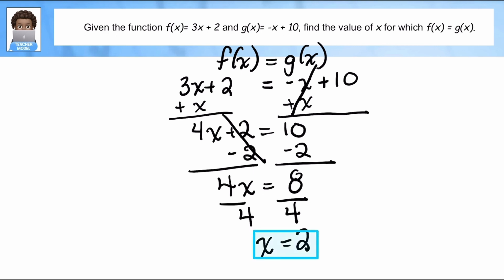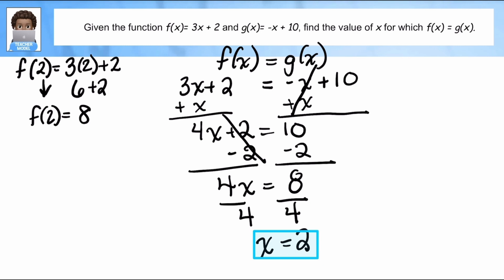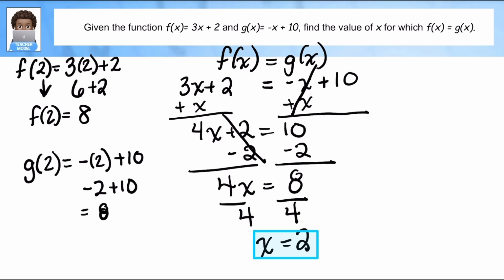If you like, you could actually prove it. So let's do that. f of 2 is equal to 3 times 2 plus 2. 3 times 2 is 6, 6 plus 2 is equal to 8. So f of 2 is equal to 8. Let's try the next one. This one is g of 2. g of 2 is equal to negative 2 plus 10. I'm just distributing the negative 1, which is equal to 8. So g of 2 is equal to 8. You can see that they both have the same answer. I love doing this because it helps demonstrate that not only am I sure, but I can prove it using additional information.